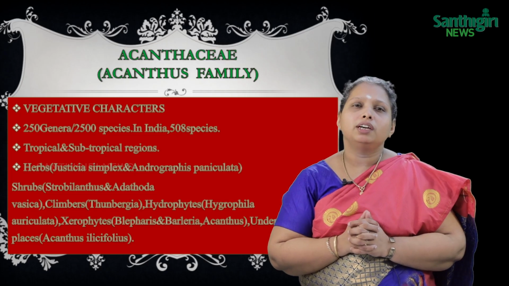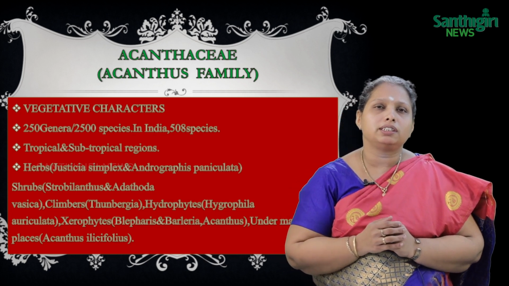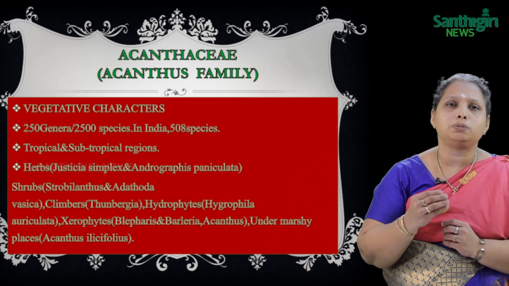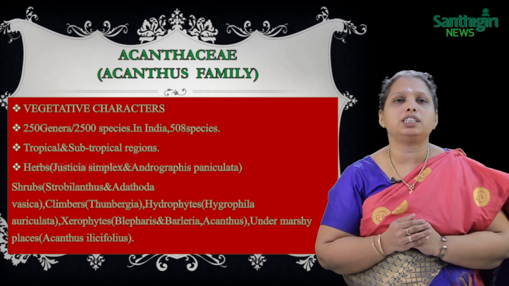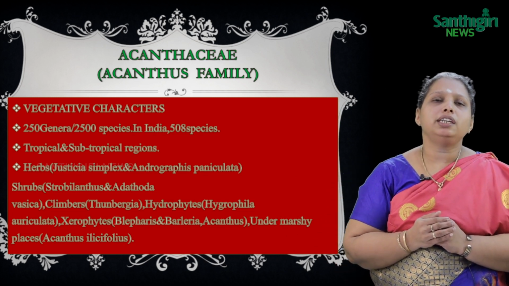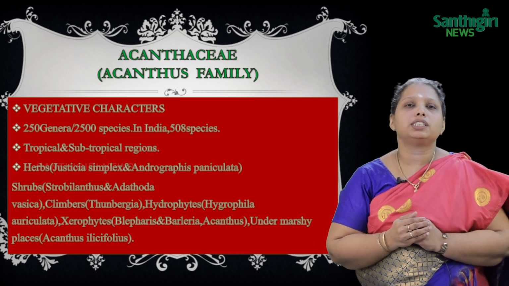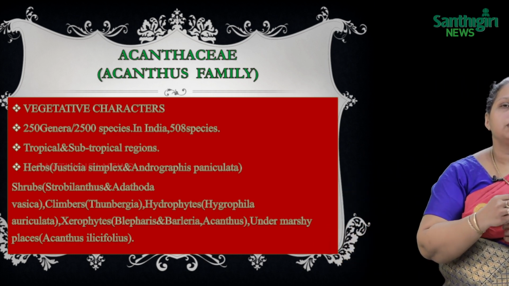First one, vegetative characters. Under vegetative characters, the first subheading is general features. It consists of an approximate number of 250 genera and 2500 species. In India, 508 species are present in some cases.